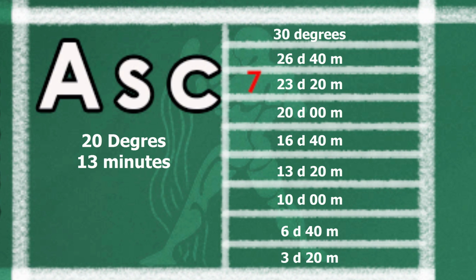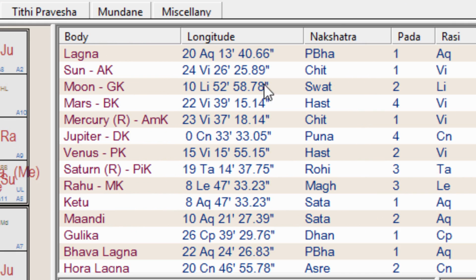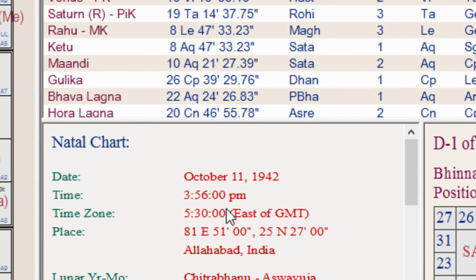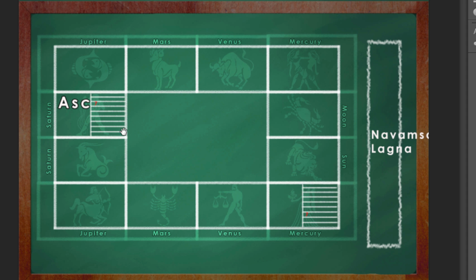So let's go back to Jagannatha Hora and check this out. So the longitude, you find it is 20 degrees and 13 minutes. This is at 3:56 p.m. Now we know at least the ascendant falls in the 7th Navamsa of Kumbha. So let's zoom out so you can have a look at this.